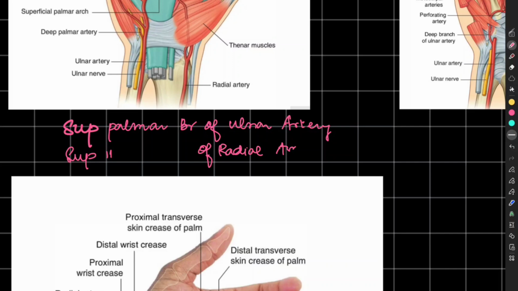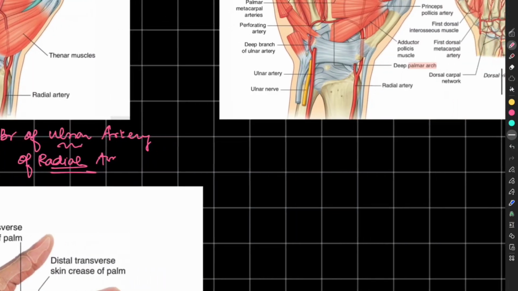Make sure that you know that the arch is the continuation of the ulnar artery and it is completed by the radial artery. Please emphasize these words: it is the continuation of the ulnar artery and it's completed by the radial artery. Now, talking about the relations.